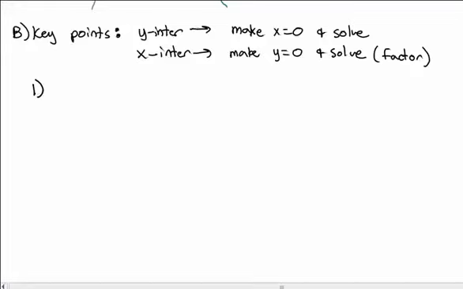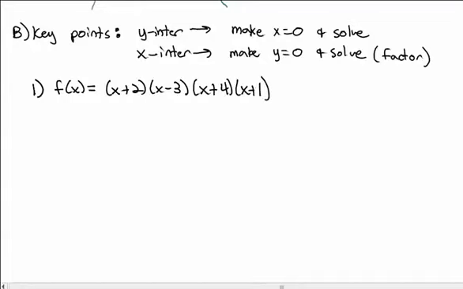So for example, if we're asked to graph f of x equals (x plus 2)(x minus 3)(x plus 4)(x plus 1), we can find the y-intercept by making all the x's equal to 0. 0 plus 2 is 2, times 0 minus 3 is negative 3, 0 plus 4 is 4, times 0 plus 1 is 1. This gives us negative 6 times 4 is negative 24, is the y-intercept.